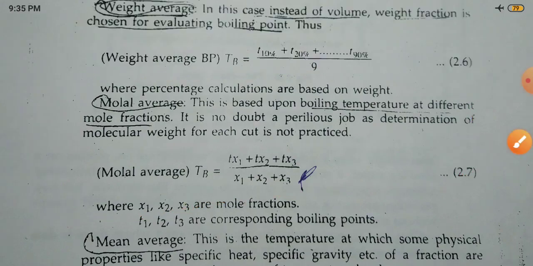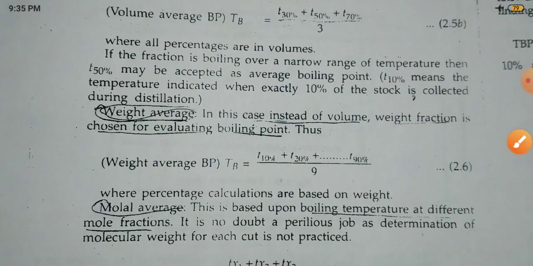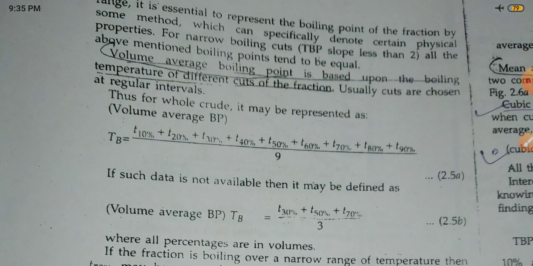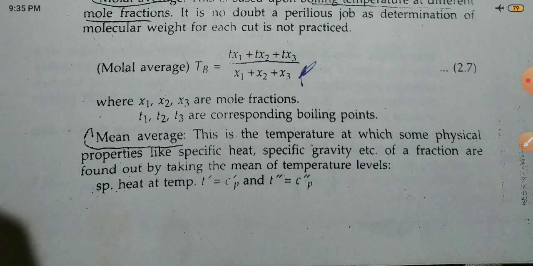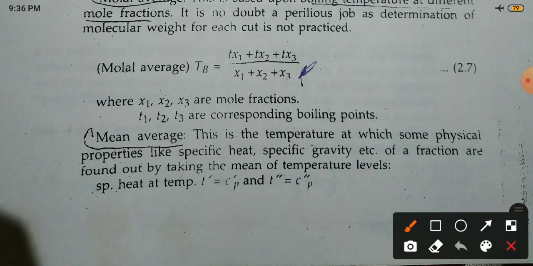Okay, what points have we covered? First of all we saw the volume average, then the weight average, then the molar average. Okay, this is the most important equation for average boiling point. Molar average TB is equal to T1x1 plus T2x2 plus T3x3. We look at the equation on the basis of x1, x2 and x3. x1, x2, x3 are mole fractions, T1, T2 are the corresponding boiling points. Then the mean average boiling point, this one.